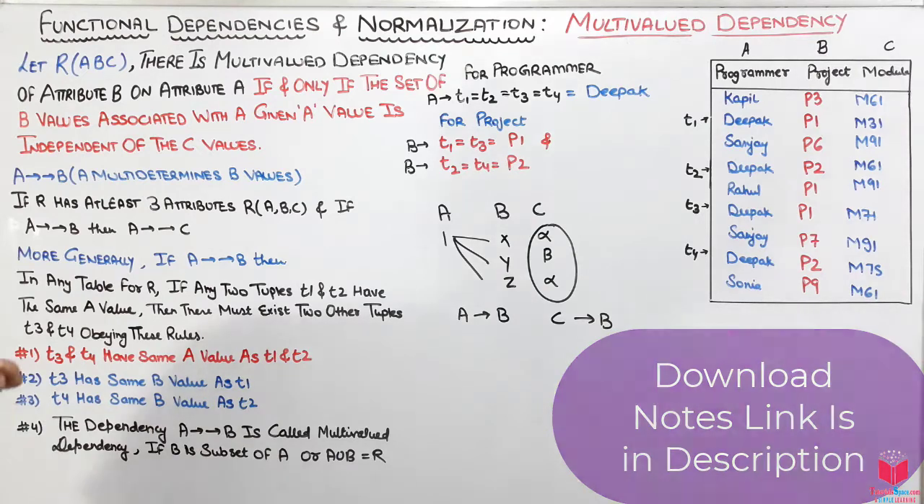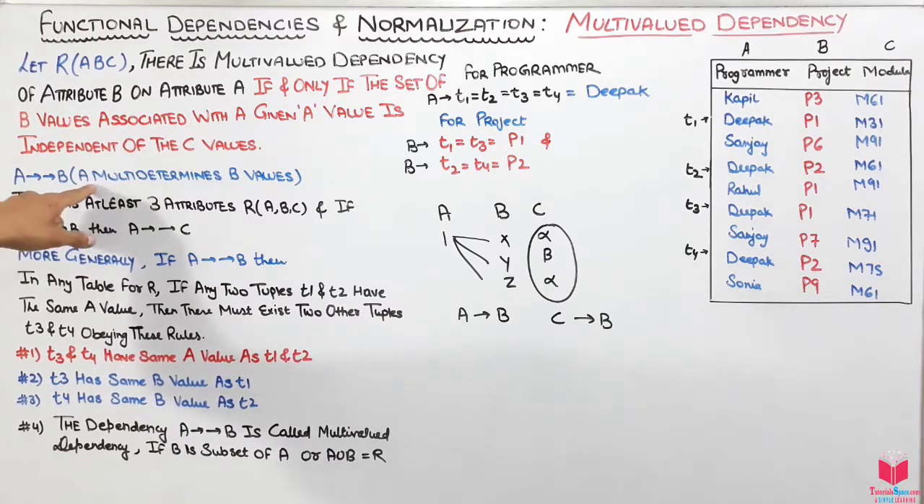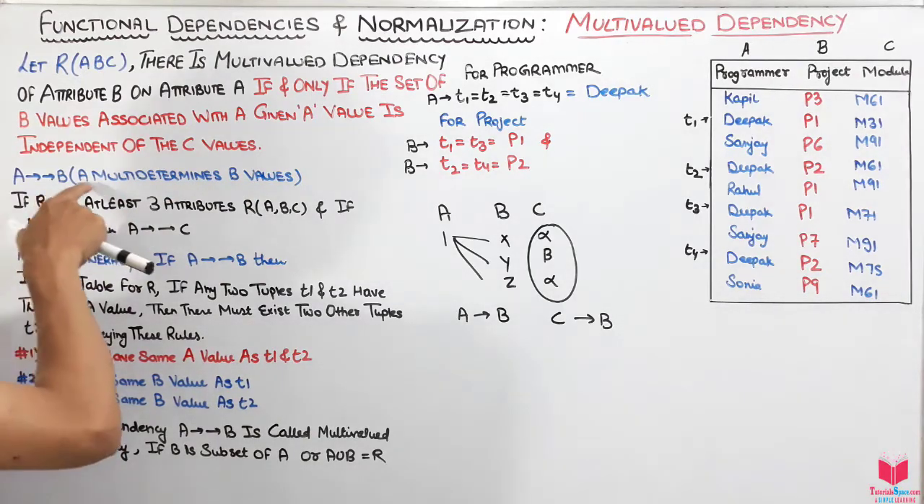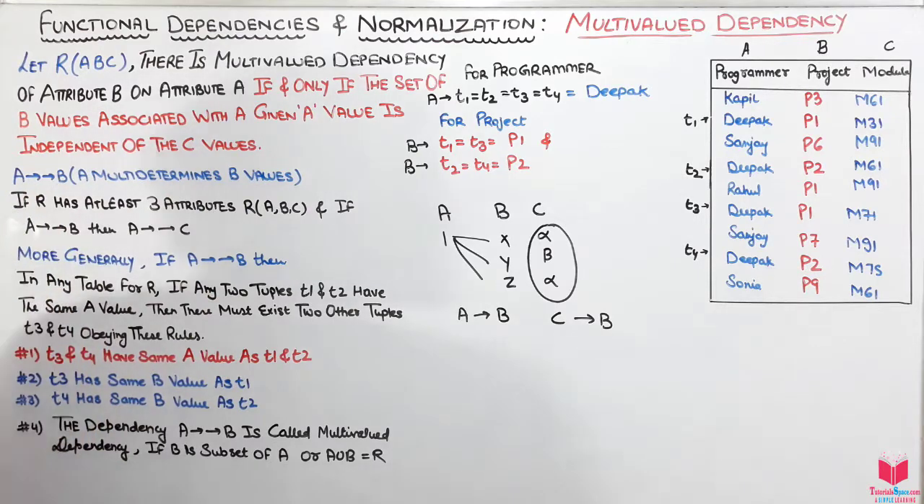Now let's see how we represent the multi-value dependency. We represent it with A double arrow B. We read it as A multi determines B. When we have a single arrow, we say A determines B, but if we have a double arrow, that means A multi determines B.